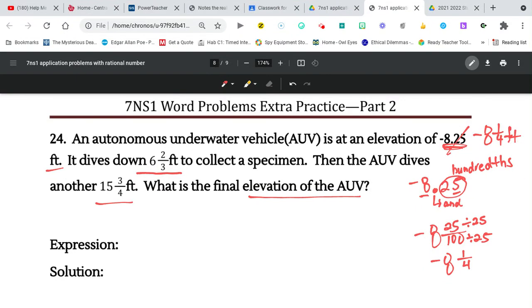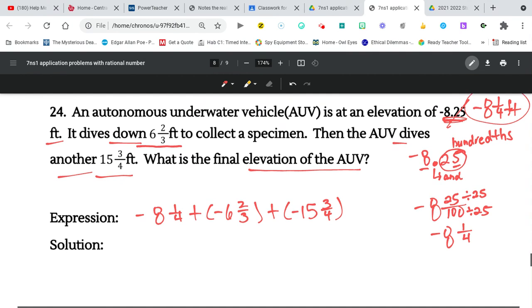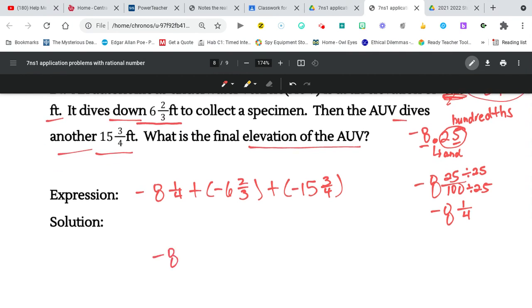All right, so I want to know the final elevation or position of the AUV. So where did it start? It started at -8 and 1/4 feet. I fixed that decimal. Then it dives down 6 2/3 feet, so that's going to be plus -6 and 2/3. And then it dives another 15 3/4 feet, so that's going to be plus negative 15 3/4 because it's going down. Now some of you are saying, well, couldn't I have just done this? And the answer would have been yes.